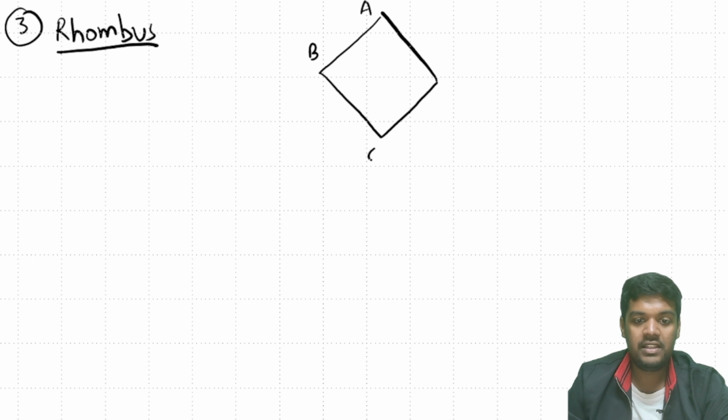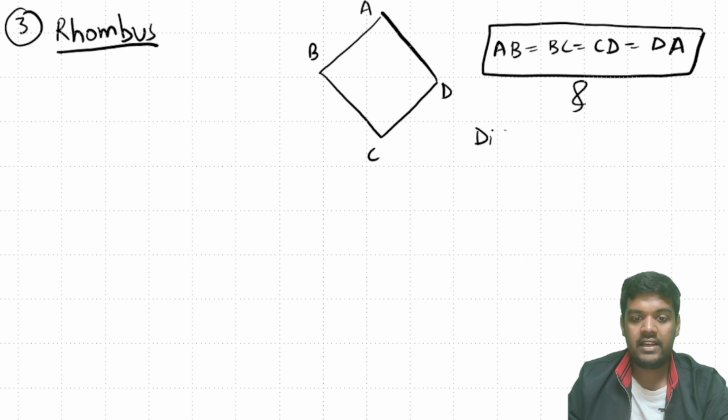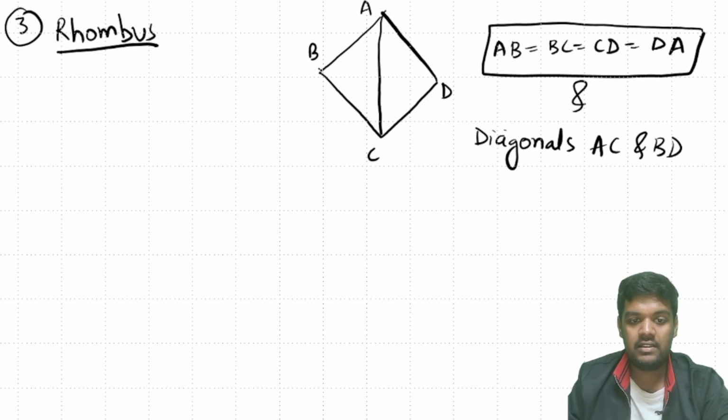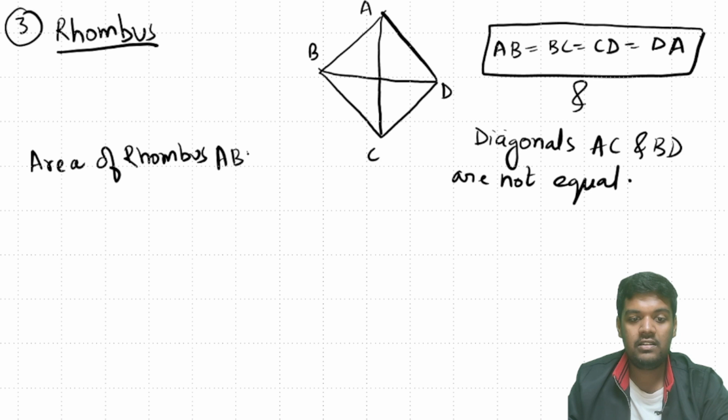ABCD is a rhombus where AB equals BC equals CD equals DA. All the four sides are equal. Diagonals AC and BD, which is this and this, are not equal. So area of rhombus क्या होगा? Area of rhombus ABCD equals half into D1 into D2 into sin theta.